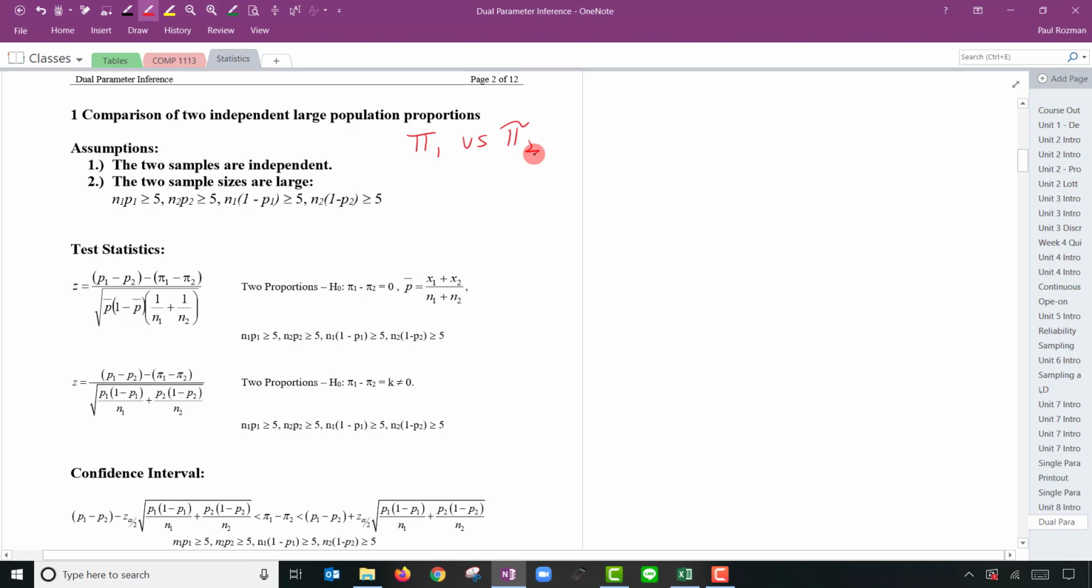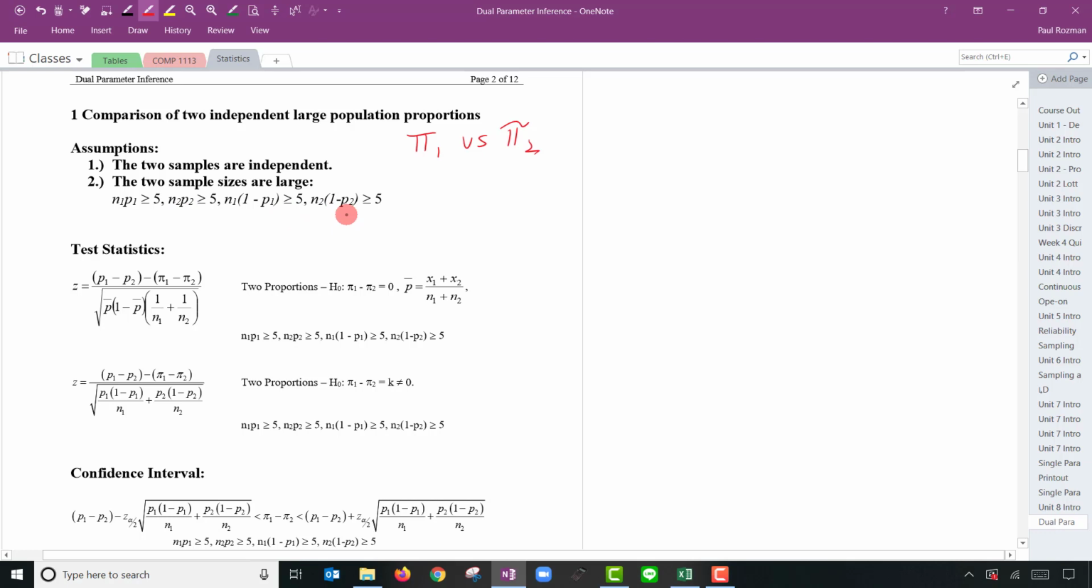We'll need to check a few things. Our samples will need to be independent, and we'll have to make sure our sample sizes are large enough, just like we did in the single proportion case. Now we have two groups. So we'll have n1 is the sample size of the first population, and p1 is the proportion of successes in that group. Our magic number is still 5, so we need these products to be greater than or equal to 5. We have to make sure it works for sample 1 and for sample 2.